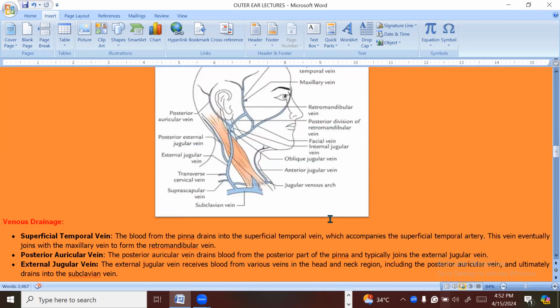Now let's look at venous drainage. The oxygenated blood brings the oxygen and nutrients to the ear, while the veins drain the deoxygenated blood and remove waste products from the blood.